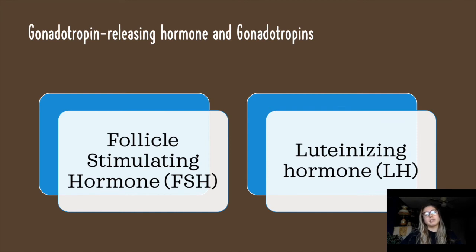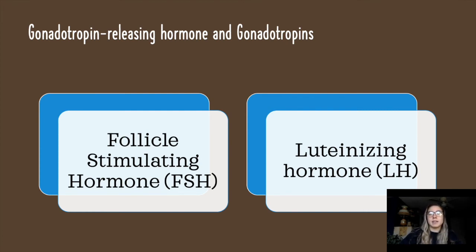Okay, the next big ones include the gonadotropin-releasing hormone and the gonadotropins. The gonadotropin-releasing hormone does exactly what it sounds like. It controls the secretion of two gonadotropins, which are called follicle-stimulating hormone and luteinizing hormone. The follicle-stimulating hormone is required in order to both initiate and maintain gametogenesis, which is the production of gametes, and it is activated by activins and inhibited by inhibins, which we'll talk about in the next slide.